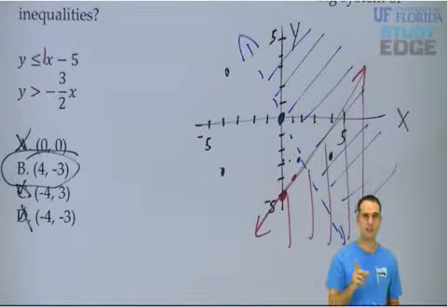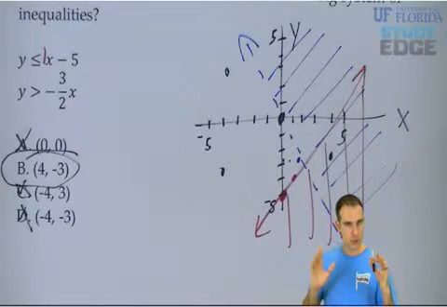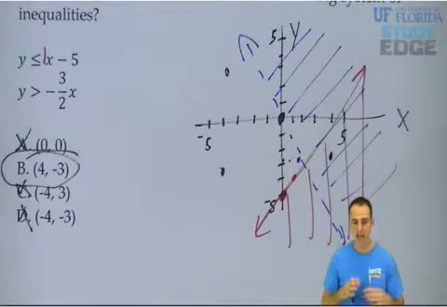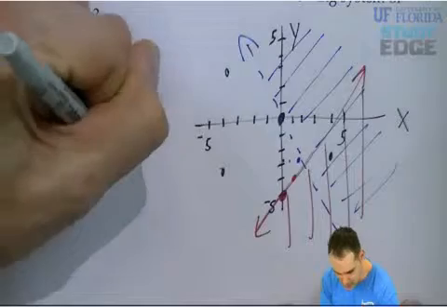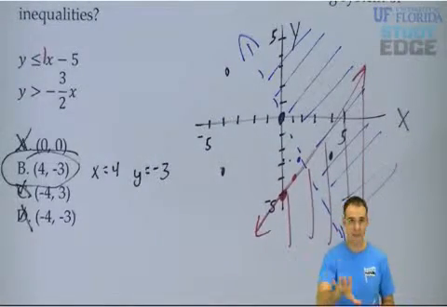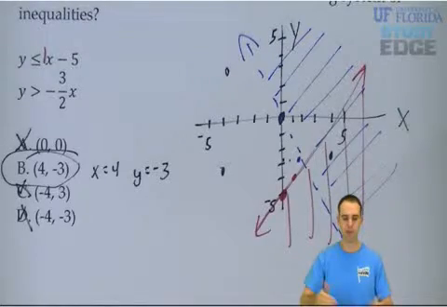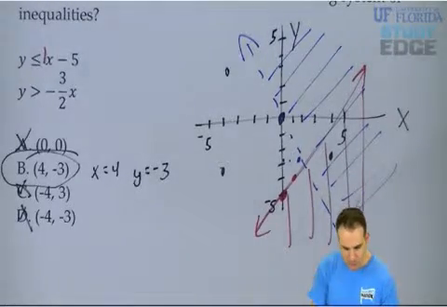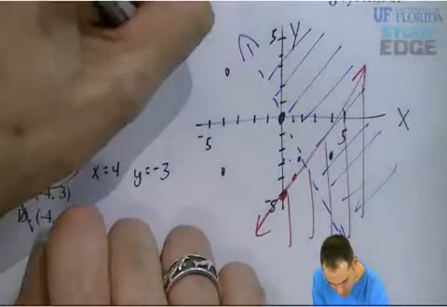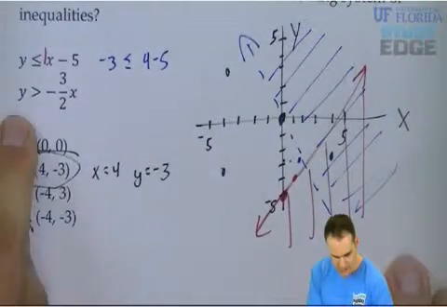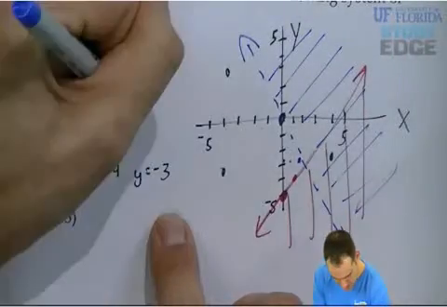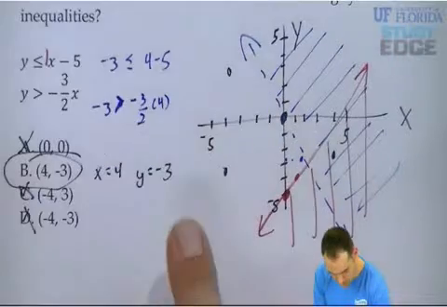If you can't, well, guess what? You can check by plugging this point in and making sure both inequalities are valid, meaning x is equal to 4 and y is equal to negative 3. So right now I'm done, we have the answer, but let's check. Let's plug it in. Into the first inequality, y is negative 3 and x is going to equal 4. In the second inequality, y is negative 3 and x is equal to 4.